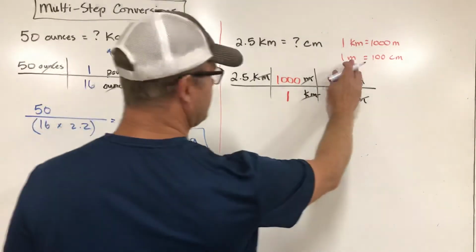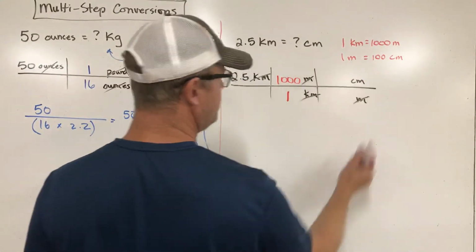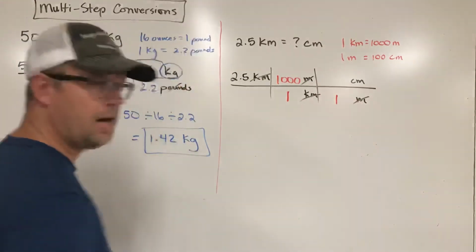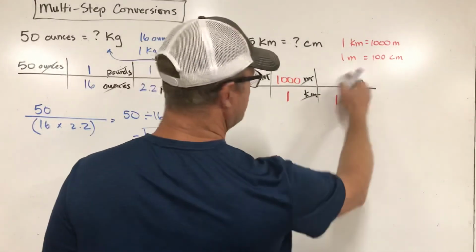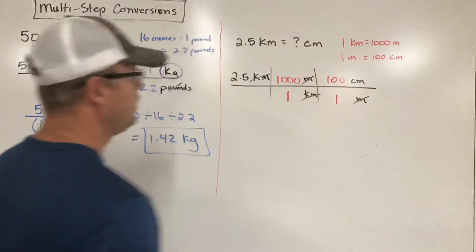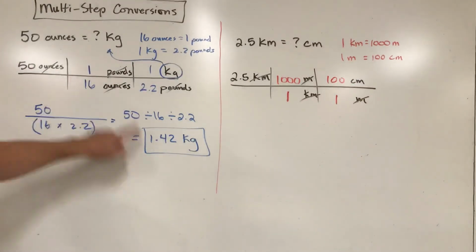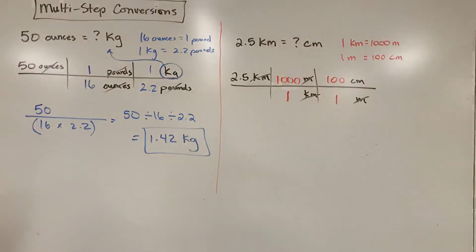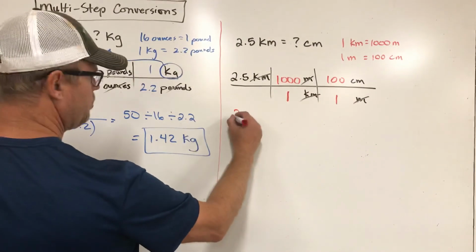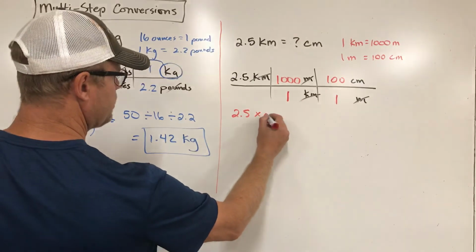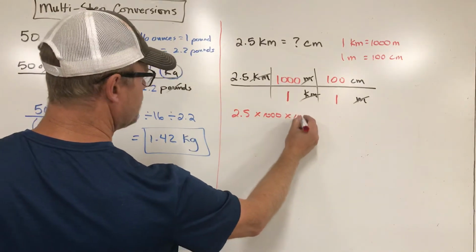Over here, I've got meters to centimeters. 1 goes with the meter. Meter happens to be on the bottom. 100 goes with the centimeters. Okay, this time, it's different than this. My ones happen to be on the bottom. Okay, remember, I'm going to ignore ones. They don't change it mathematically, so I'm going to kind of pretend they're not there. So really what I have to do is 2.5 times 1,000 times 100.